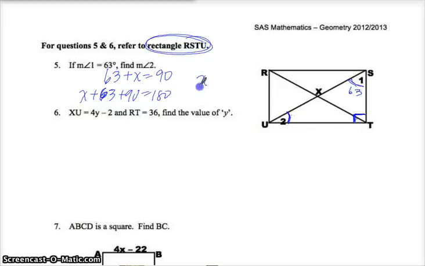So what does that mean? That means that x has to equal 17 degrees. Oh, sorry, 27 degrees. So x has to equal 27.